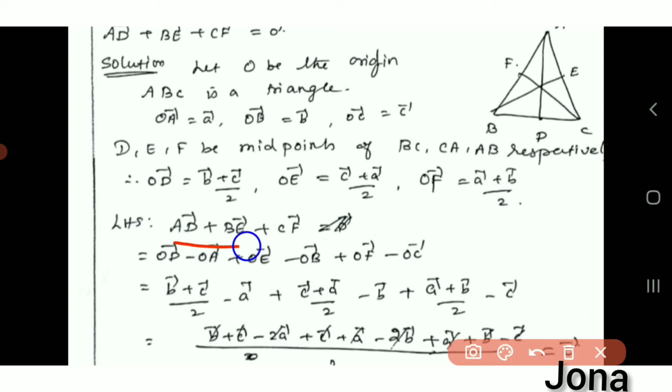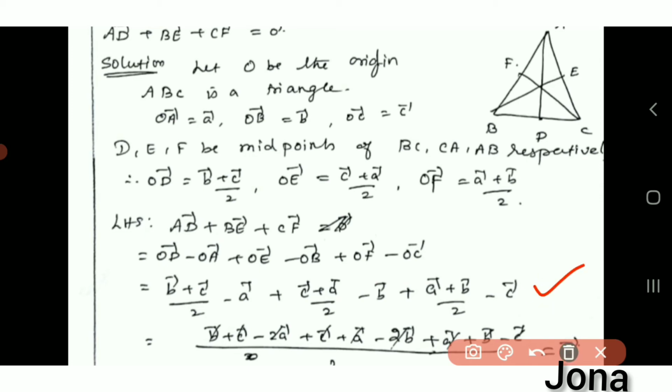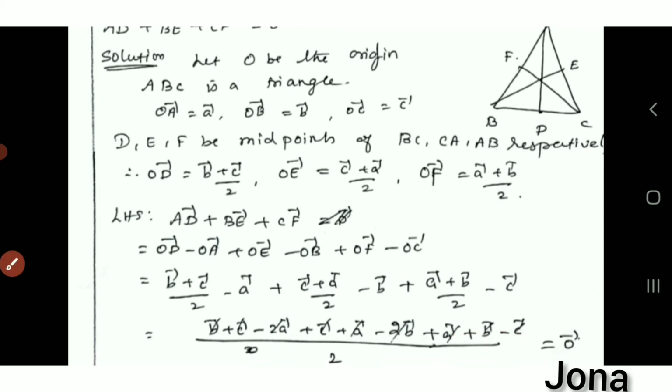So take this left hand side and we can write this left hand side as AD vector as OD vector minus OA vector. Then BE vector can be written as OE vector minus OB vector. CF vector can be written as OF vector minus OC vector. Then we want to substitute all the values of OD, OE, OF and OA, OB, OC. Okay, so substitute all the values like this. Then we want to simplify it now. Okay, take LCM and we can simplify this so that we got the value as 0 here. Everything will be cancelled. So the answer will be 0 vector.